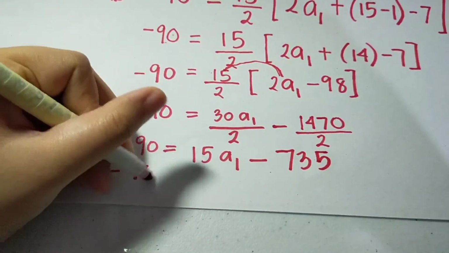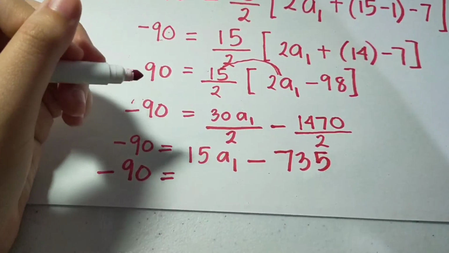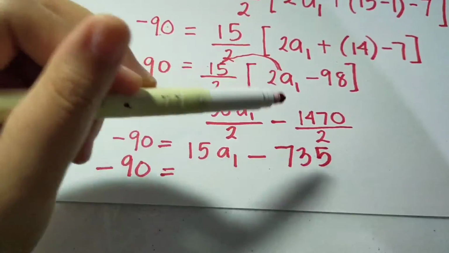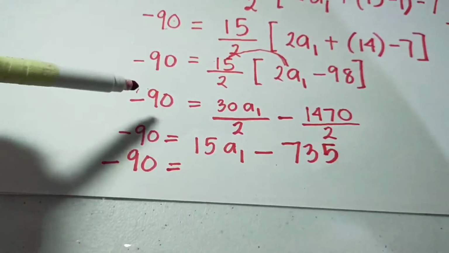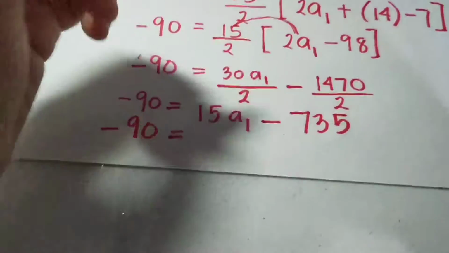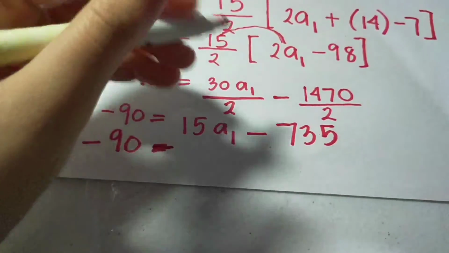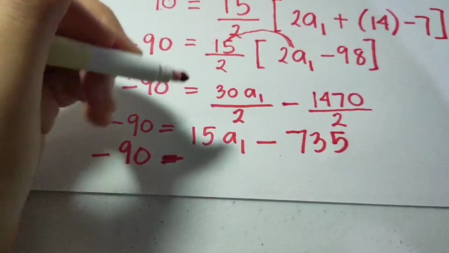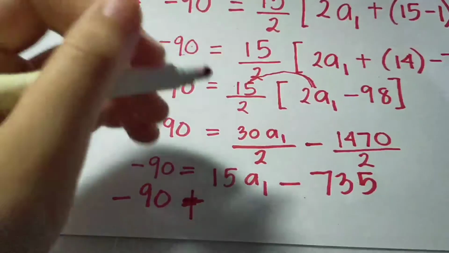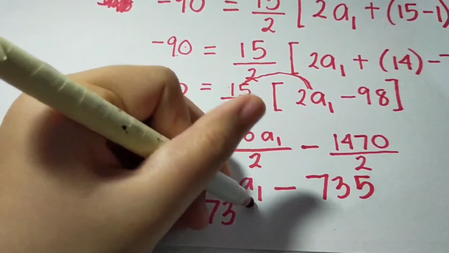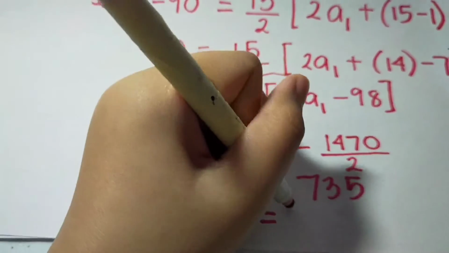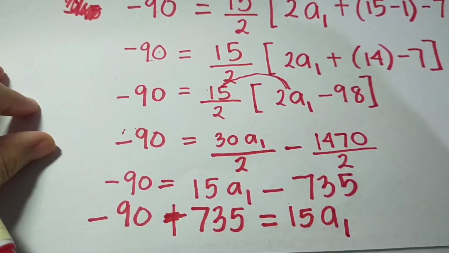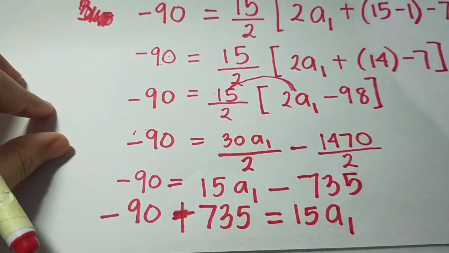So, negative 90 is equals to, pwede natin i-transpose na ito na negative 735 to the left side. So, yung ating negative 735 will be positive 735 since ita-transpose natin sa left side. Equals to 735 is equals to 15 a sub 1. Negative 90 plus 735 is equals to 15 a sub 1.